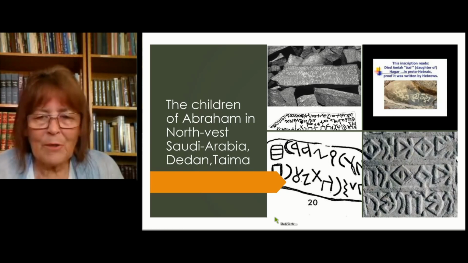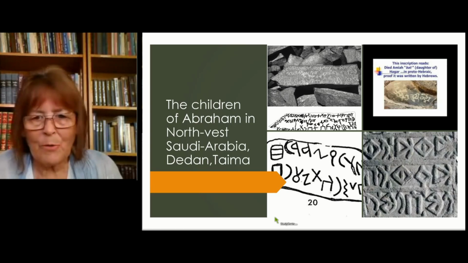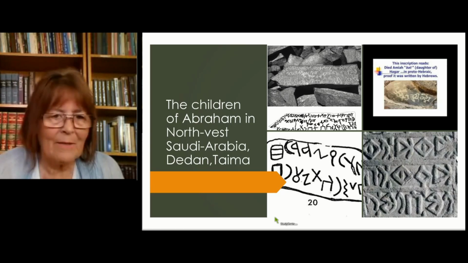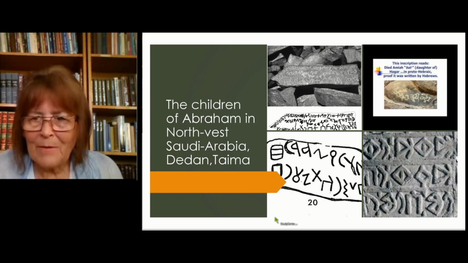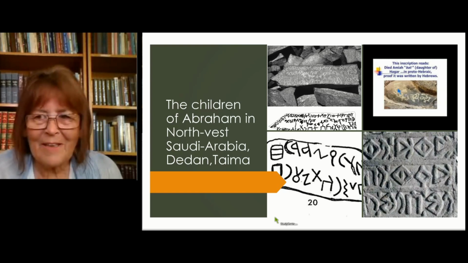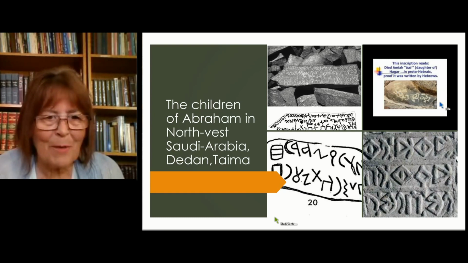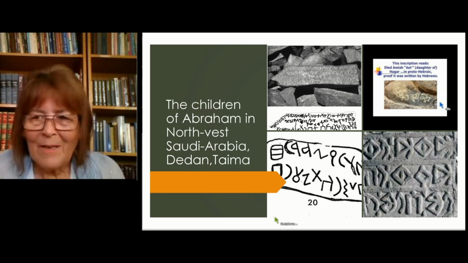We know that the children of Abraham were in northwest Saudi Arabia. We have Dedan, one of the sons, and Taima, and this is found in these areas. But up here is interesting, because here they could translate it. They said this is around the Sinai mountain in Saudi Arabia.